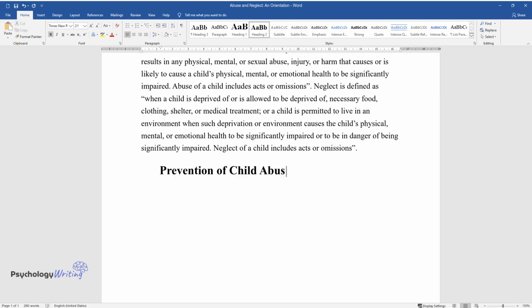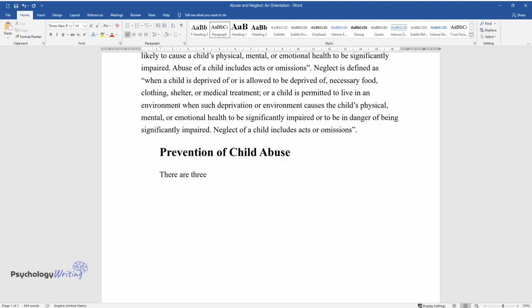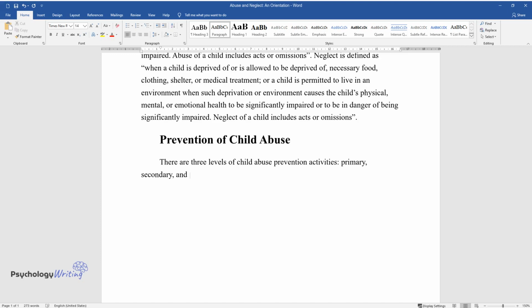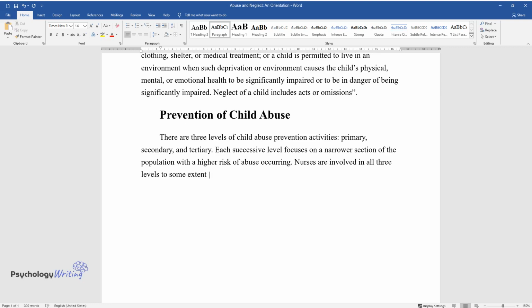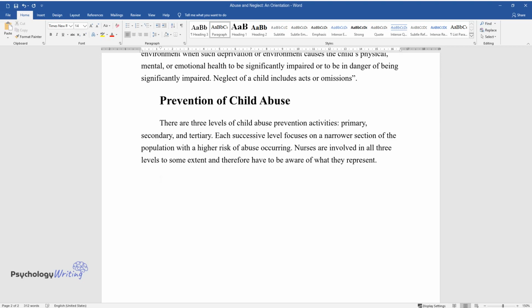Prevention of child abuse. There are 3 levels of child abuse prevention activities: primary, secondary, and tertiary. Each successive level focuses on a narrower section of the population with a higher risk of abuse occurring. Nurses are involved in all 3 levels to some extent and therefore have to be aware of what they represent.